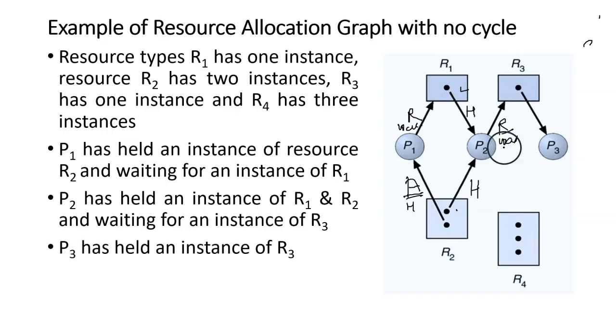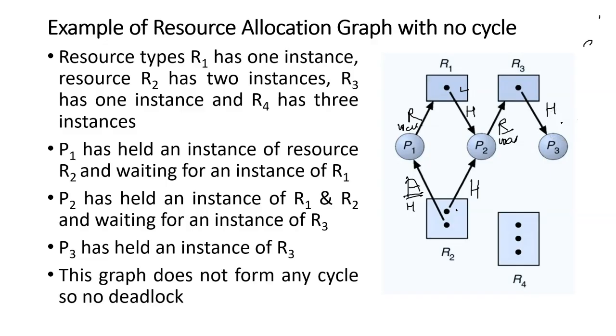Then P3 is holding an instance of resource type R3, known as the assignment edge, meaning resource R3 has been assigned to process P3. In this case, we can say this graph does not form any cycle, meaning there is no deadlock.